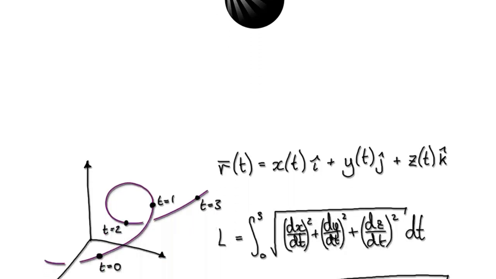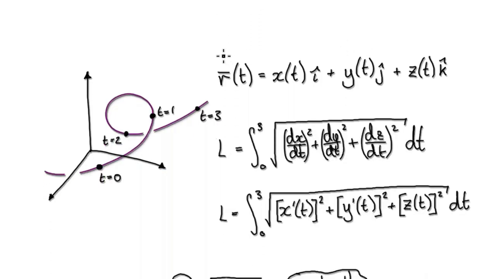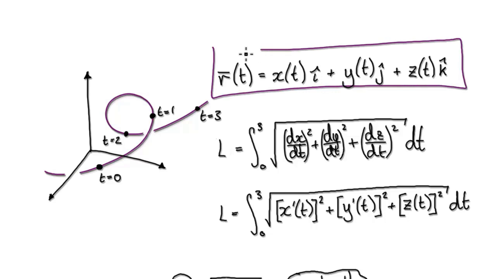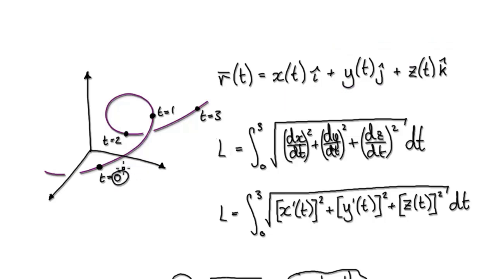Let's say you've been given the position vector of a particle. Let's say this is your position vector and the particle is moving like this. Initially it starts at time equals 0. After 1 second it would have traveled this much of a distance, and after another second it would have traveled this much, and after 3 seconds it will end up here. So the particle is traveling like this.